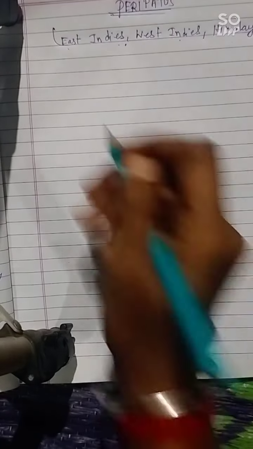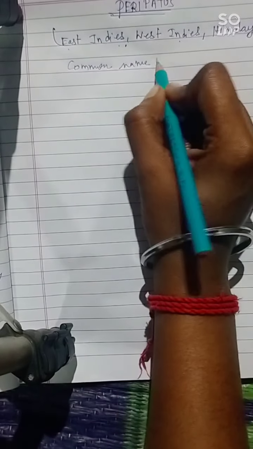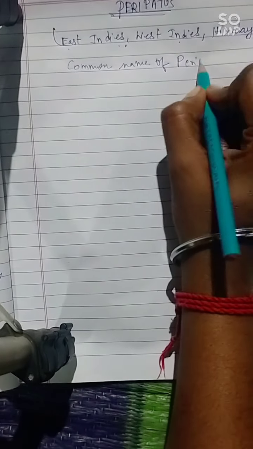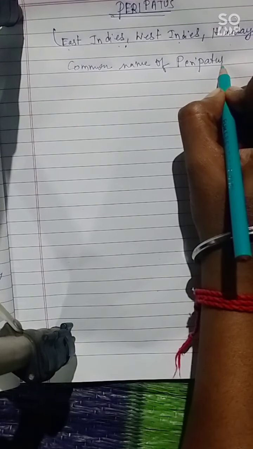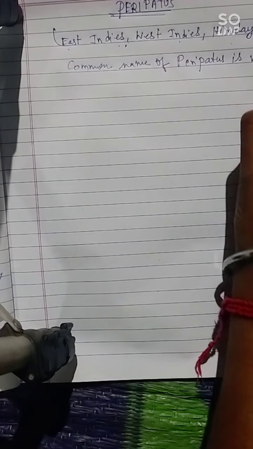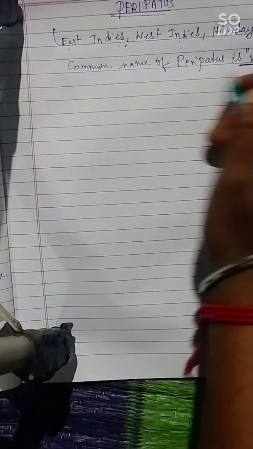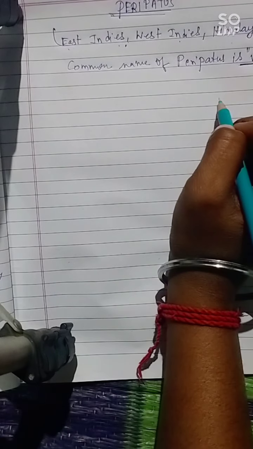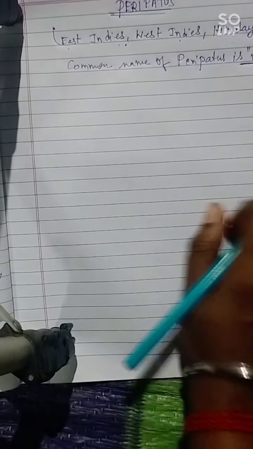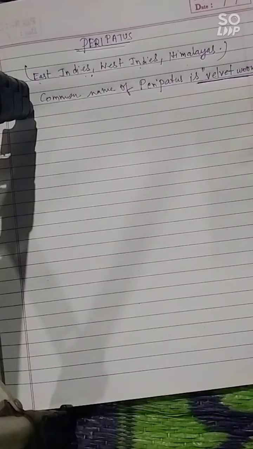Now, the common name of Peripatus, which is very important, is velvet worm. You have to mention this name. The common name of Peripatus is velvet worm.